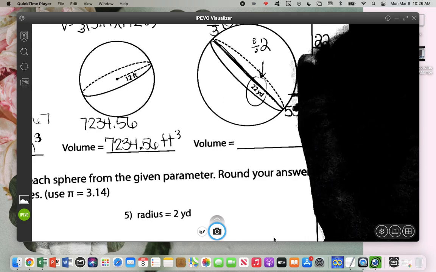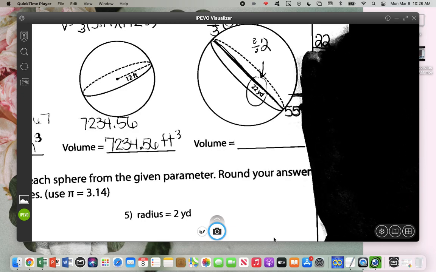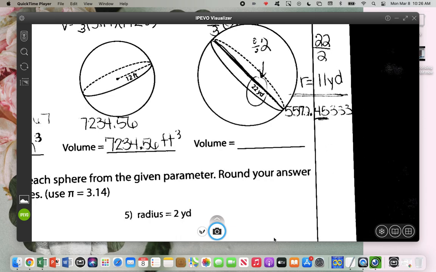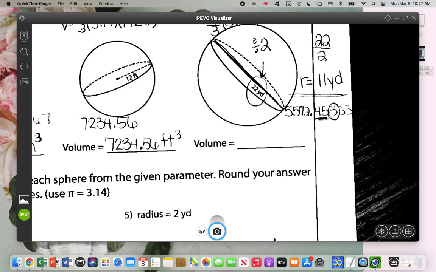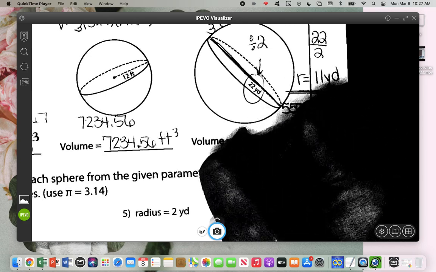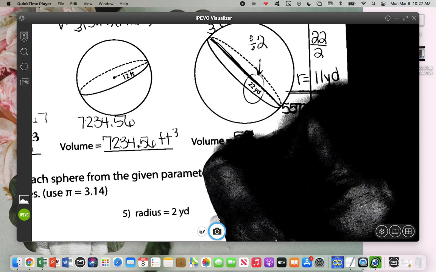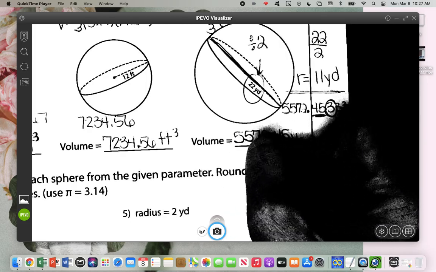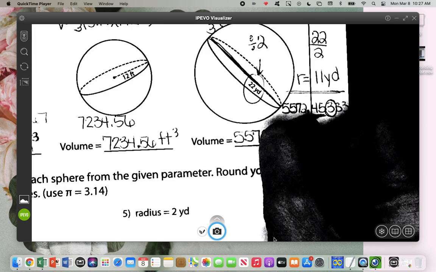But if we look at this, what are the first two numbers after the decimal? 45. Now look at the next number. That'll tell us what to do. Does a 3 tell us to stay at 45 or round up to 46? We stay at 45. So it is 5,572.45 yards cubed.